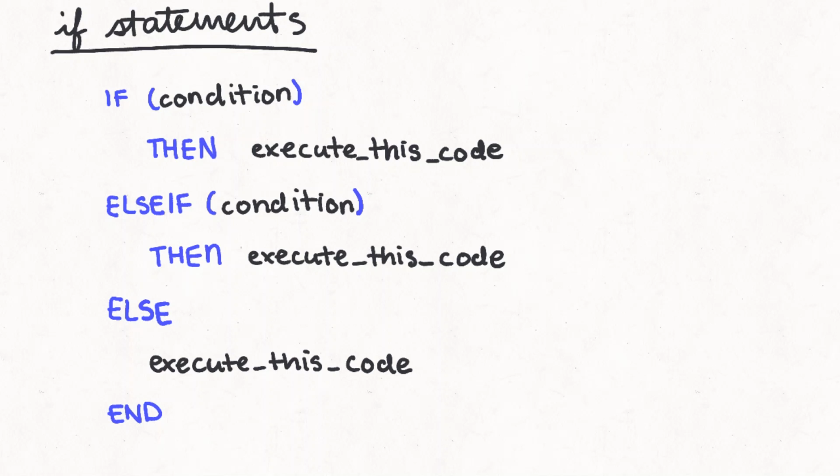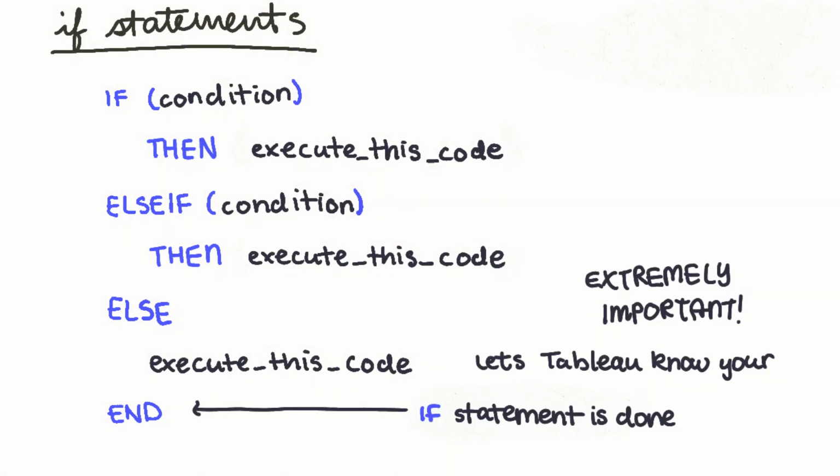If a condition turns out to be true, then a piece of code is executed. If that condition turns out to be false, we can move on to the else if condition. If the else if condition turns out to be true, then we execute another piece of code. If all of these conditions turn out to be false, then we execute the lines of code under else. At the end of the if statement, we see the word end. This is the most important part of an if statement. It lets Tableau know your if statement is done. Without this, Tableau thinks your if statement goes on forever and will produce an error.